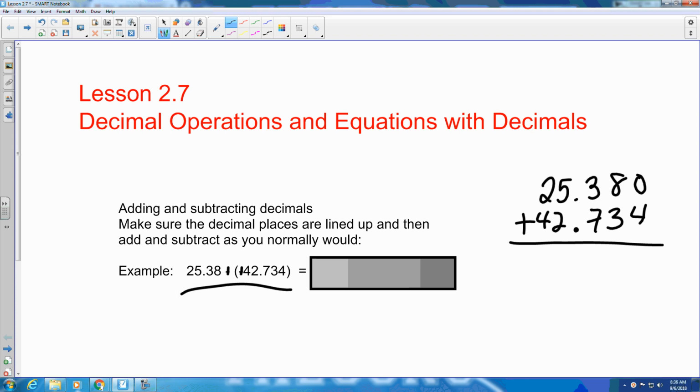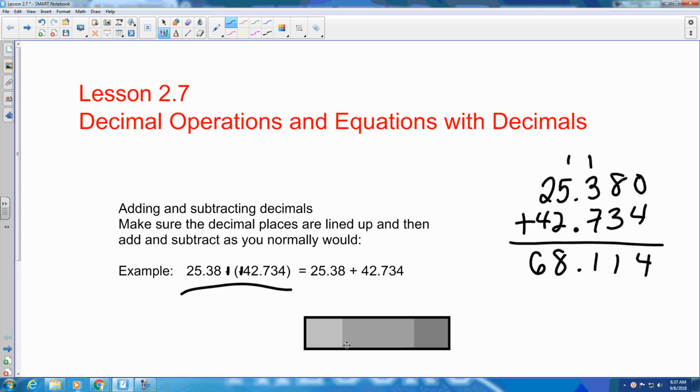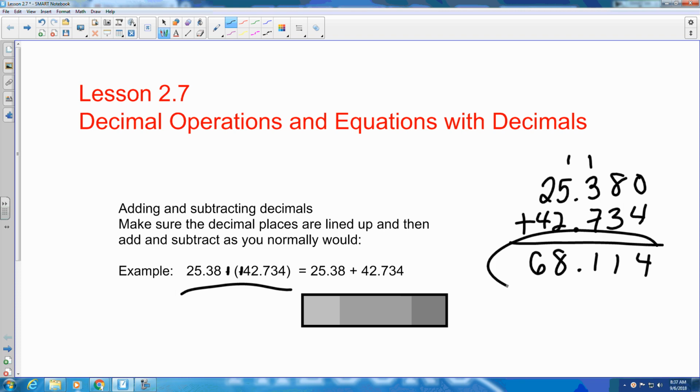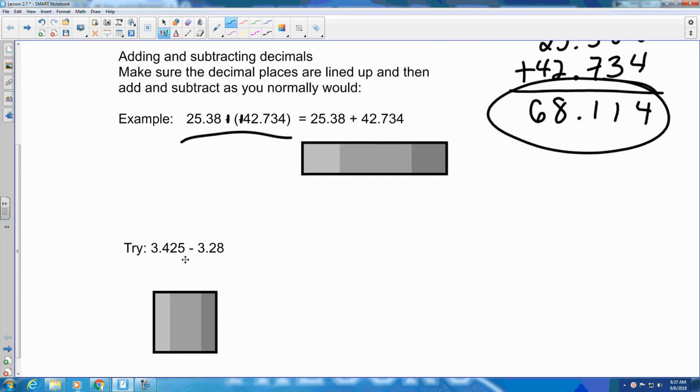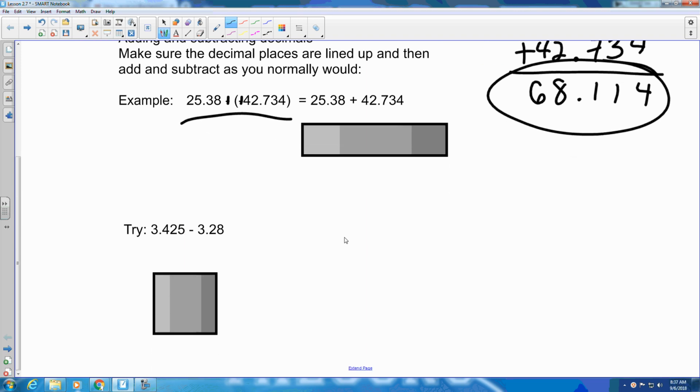0 plus 4 is 4. 8 plus 3 is 11, so I got 1, carry it, 10, and 11, carry it there. We got 7, we got 8, and we have 6. So that's where we get it right here, and we can say that it's going to be 68.114.